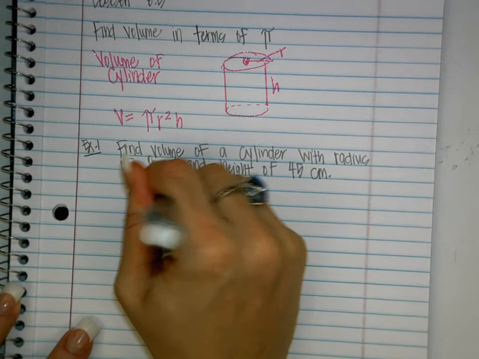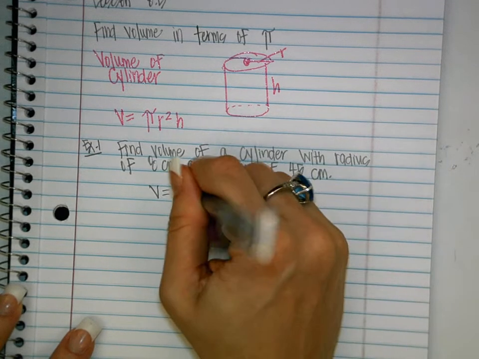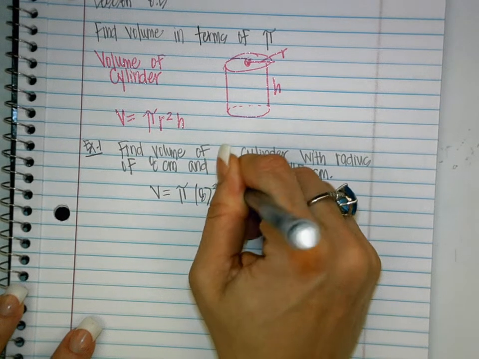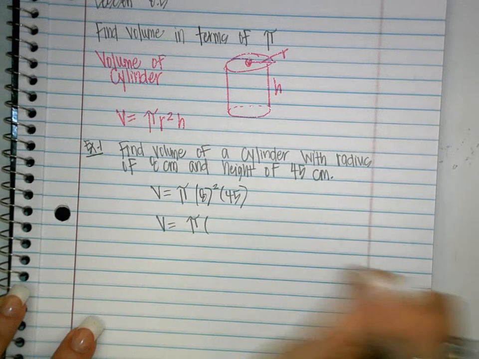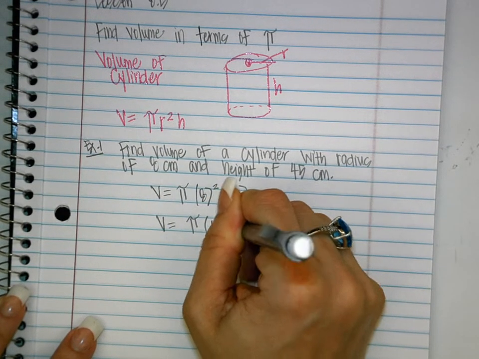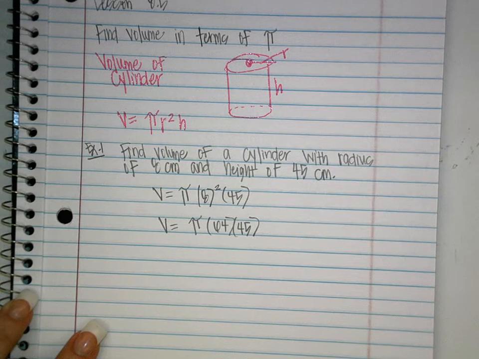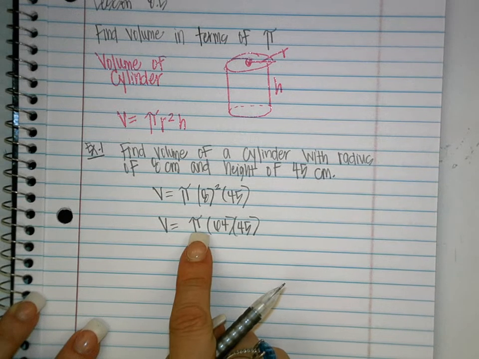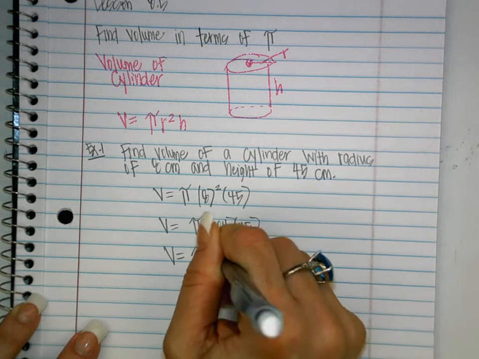So here, volume will equal, leave the pi, times what's the radius in this example? 8 squared times what's your height? 45. Okay, we can still use our calculators, but volume equals pi times what's 8 squared? 64 times 45. Then we just want to multiply these together. 64 times 45 actually gives you 2,880. Should the pi part go first or the 2880? 2880. Okay, so 2880 pi.